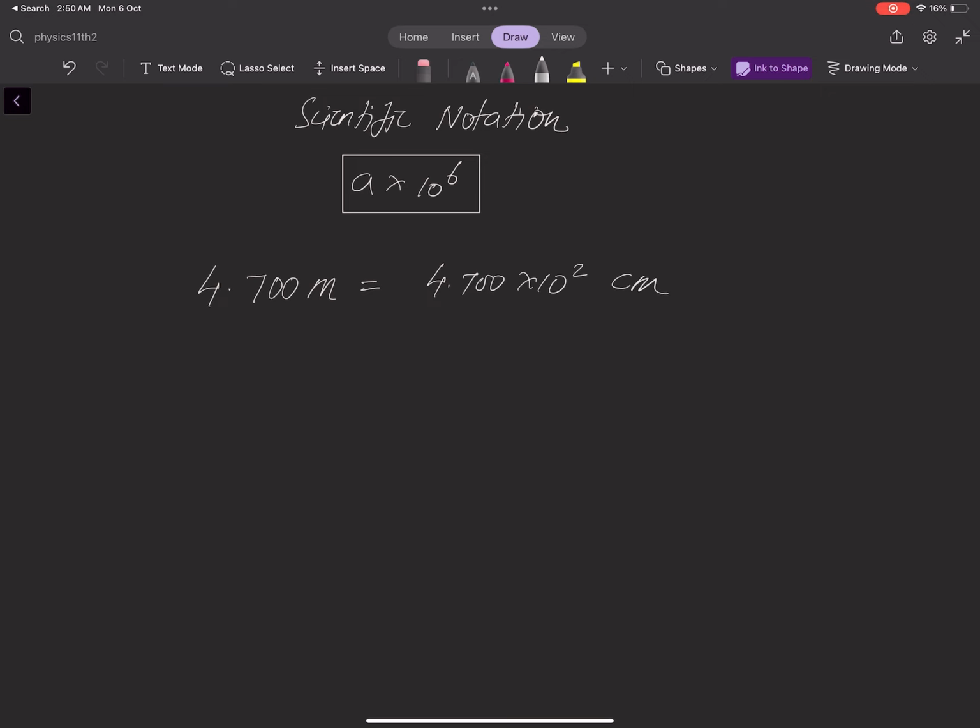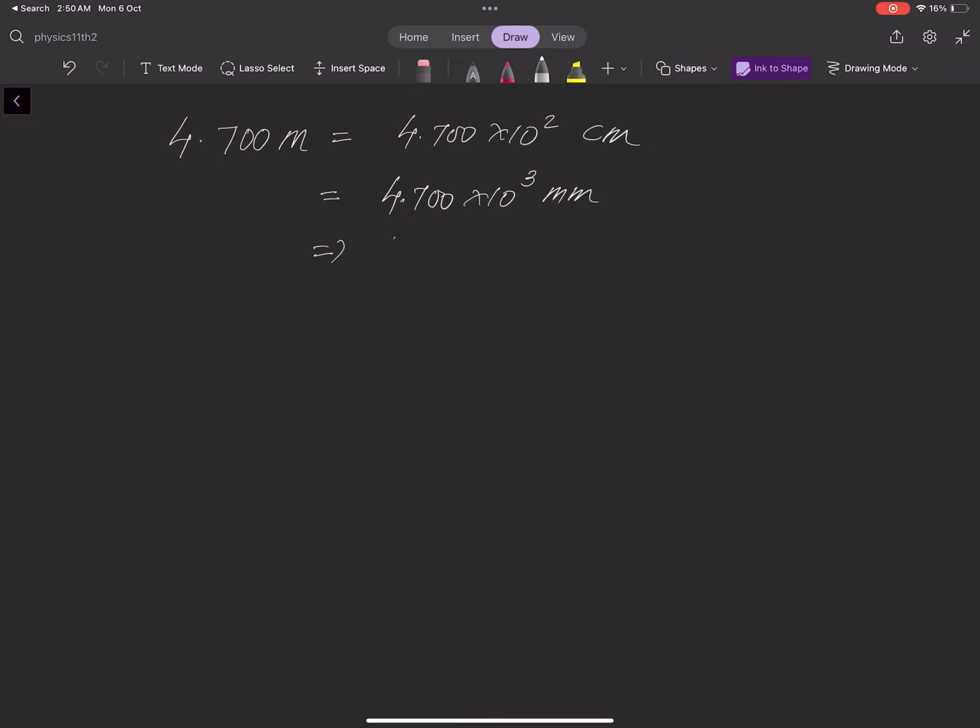It also can be written as 4.700 into 10 to the power 3 mm. It also can be written as 4.700 into 10 to the power minus 3 kilometer, right? So the power of 10 is irrelevant to determination of significant figures. So this power is insignificant to determining the significant figures.